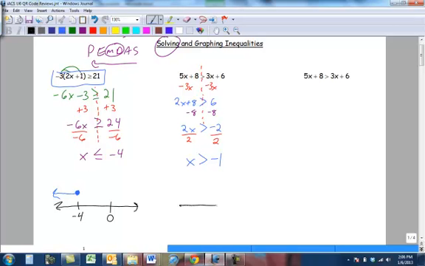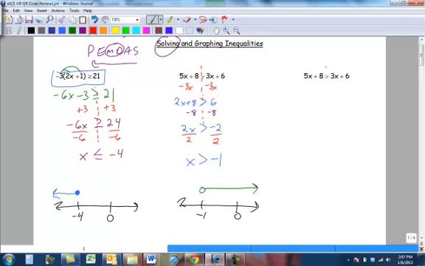So to graph this, we have the point -1 and 0. Now, because it's greater than or less than, they are open circles, because we're not including -1. Is -1 greater than -1? No, and that's why it's open. But it's greater than, which means that it goes this way.